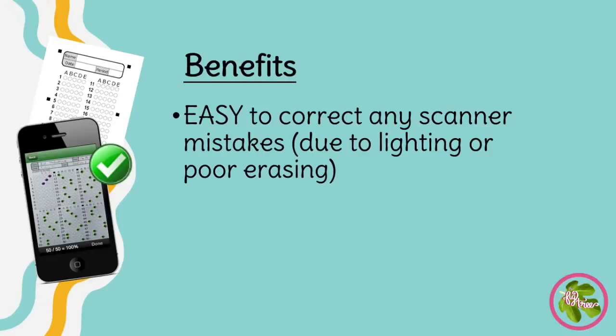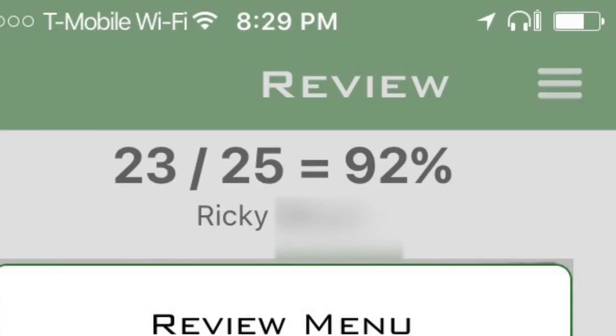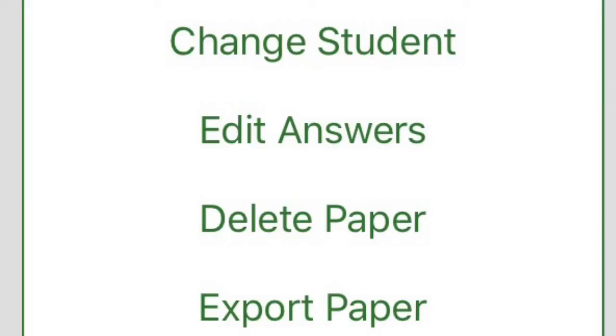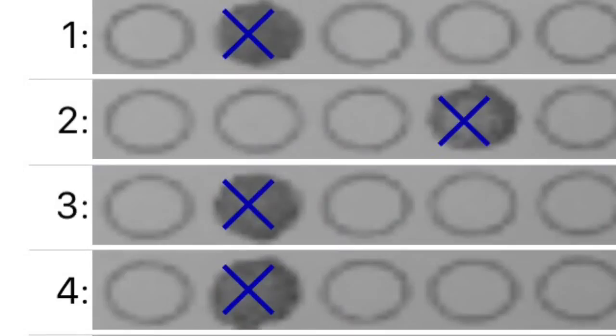Another great thing about ZipGrade is that it's very easy to correct any scanner mistakes. Sometimes the scanner will mark answers incorrect due to lighting, or if students had a bad eraser or didn't erase their answer well enough. And you can see on the top right hand corner where those 3 little lines are, just select that menu and it will allow you to edit your students' answers there. When you select Edit Answers, you'll be brought to this screen and you will see the answers that your students have selected marked with blue X's, and you can just click and clear those away and select the ones that they actually put on their answer document if there happens to be a scanning mistake.